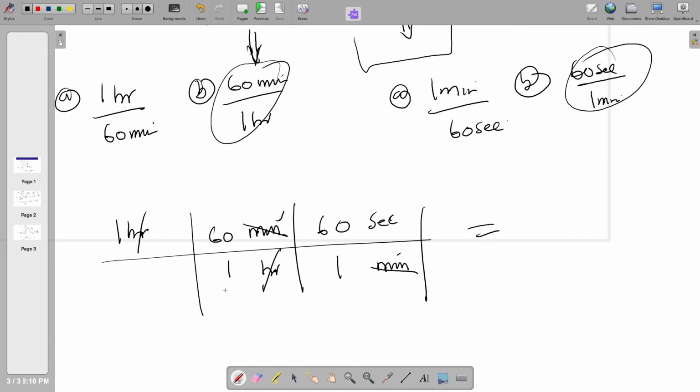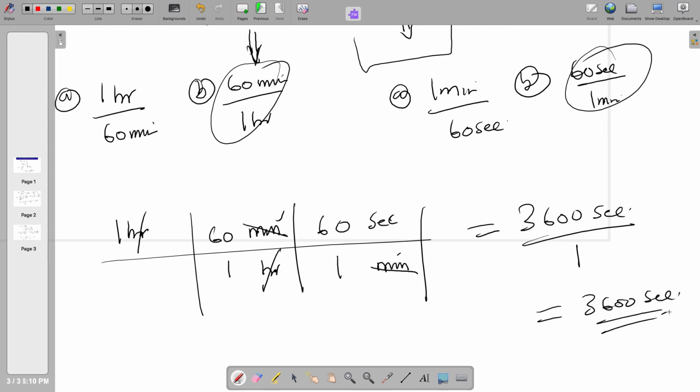So we'll have 3,600 seconds divided by 1, which of course is 3,600 seconds. So you see that we have converted 1 hour to seconds by using conversion factors. Once you understand how to generate conversion factors, converting one unit to another is not difficult once you know the relationship.